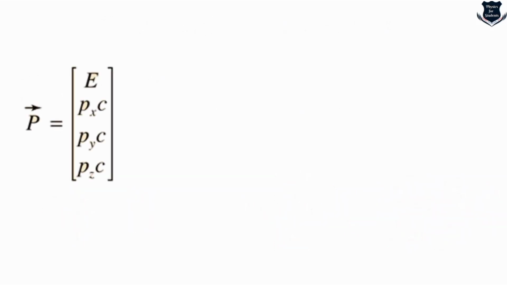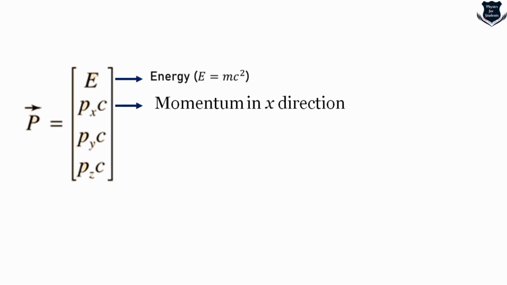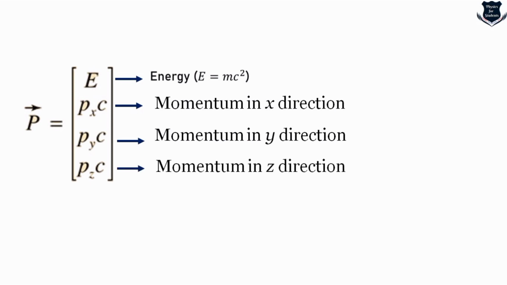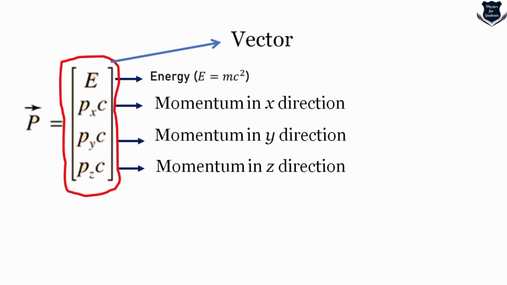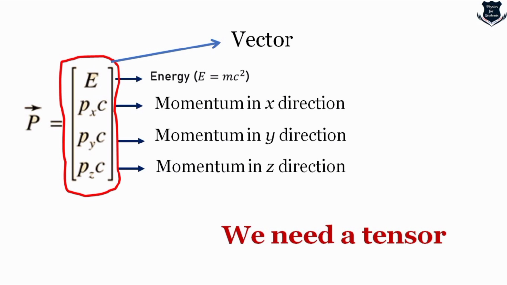Okay, so we see this one, and this is the energy, which is equal to mc squared, later defined by Einstein. This is the momentum energy vector, so it is momentum in the x direction, momentum in the y direction, momentum in the z direction. This entire part, this one in red, is written in a vector form. As I told you, we are still stuck in the classical arena, which is the vector form. So we need a tensor form.